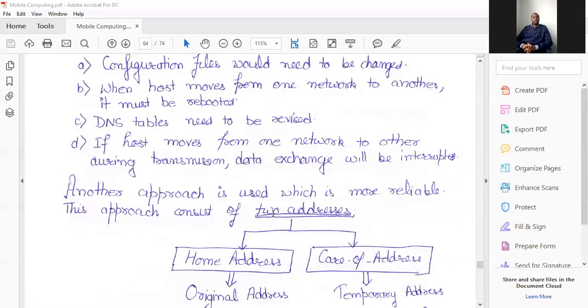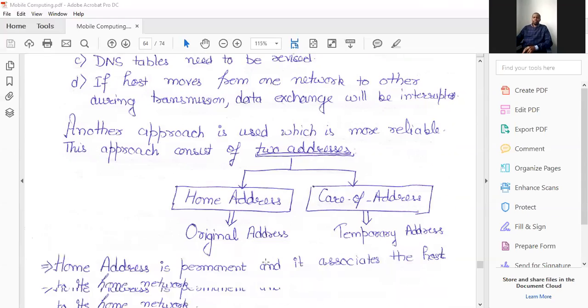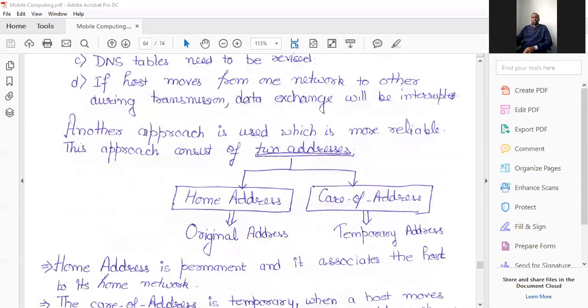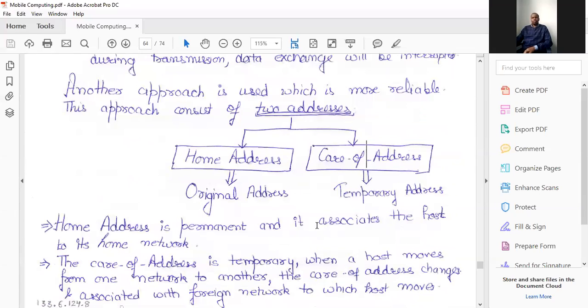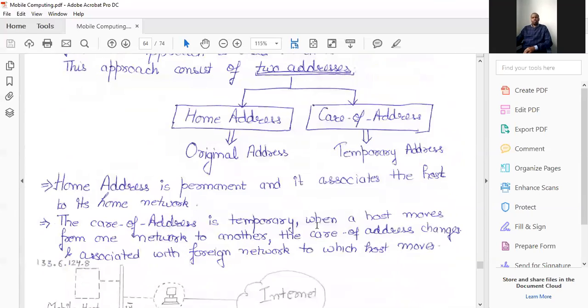The approach therefore needs to accommodate movement or the possibility of movement. So there's an approach that is used. There are two approaches that are used to ensure that the reliability is achieved. And this particular approach consists of two addresses: the home address and the care of address, COA.